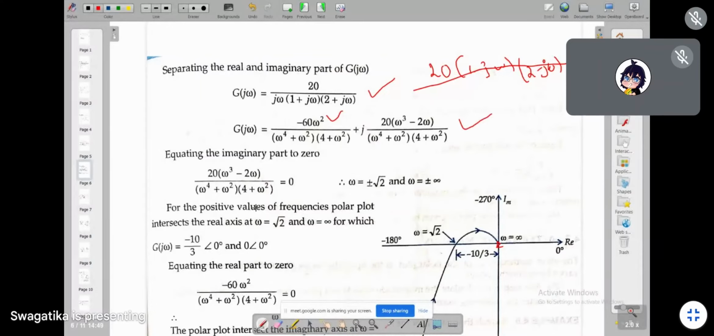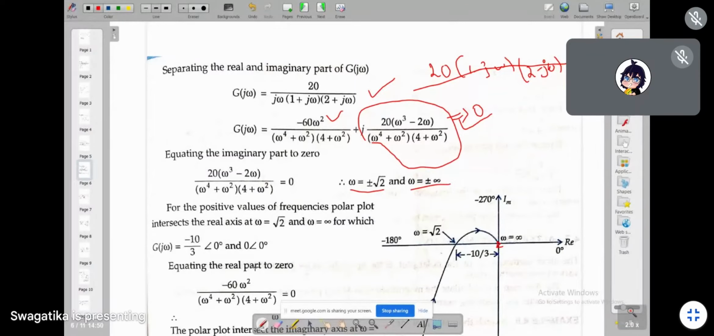Now this intersection point is on the real axis. As you can see, it is on the real axis, so you have to make the imaginary part 0. You have to equate the imaginary part to 0. So this term equals 0. From that you can find omega equals plus or minus root 2, and omega equals infinity. Right?